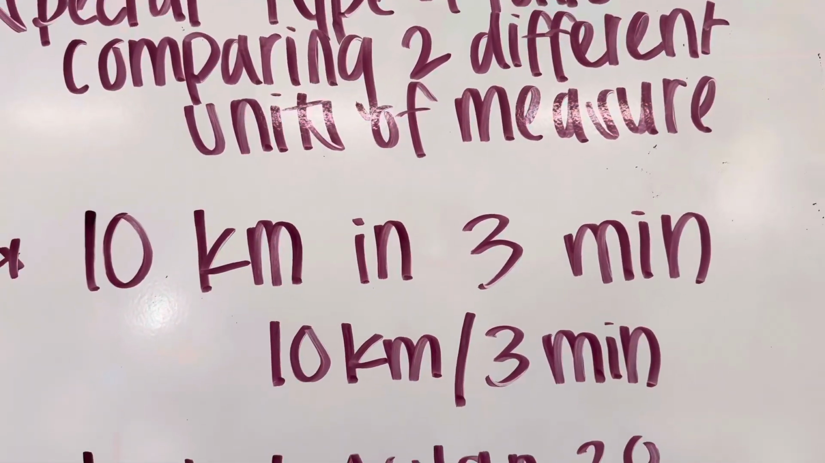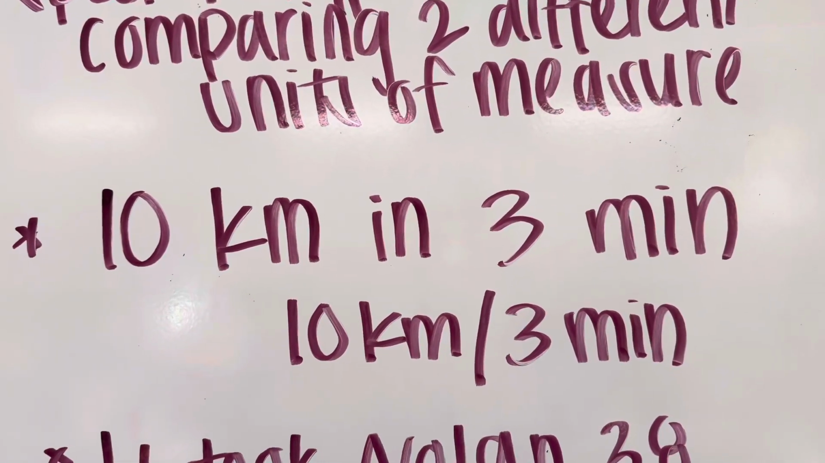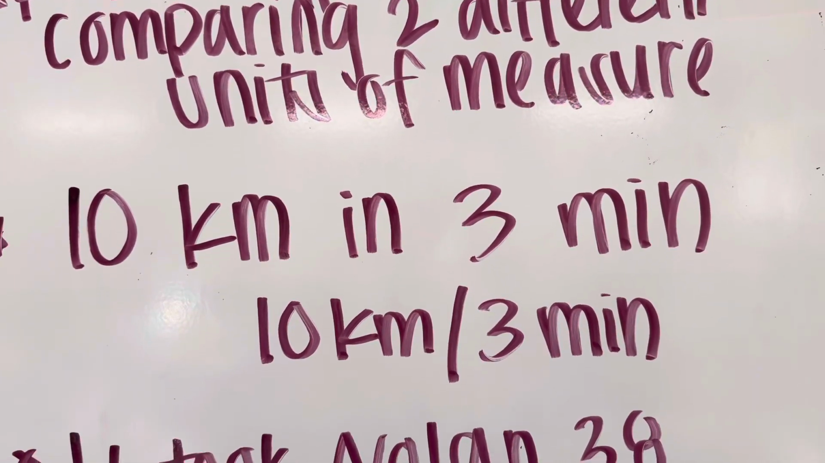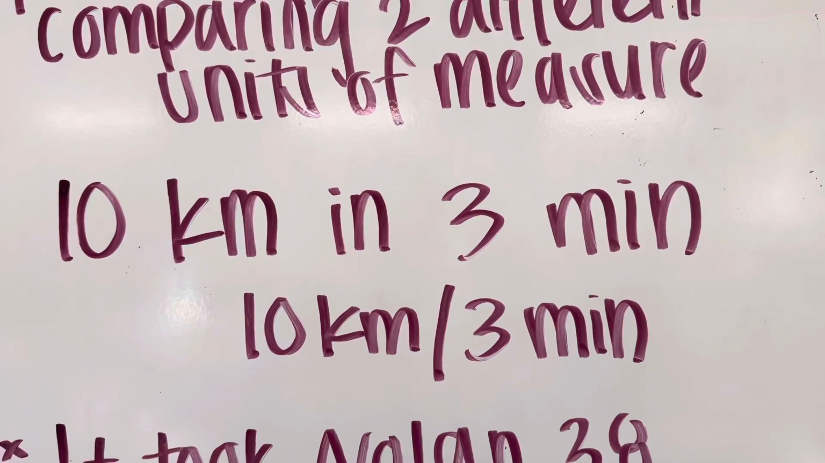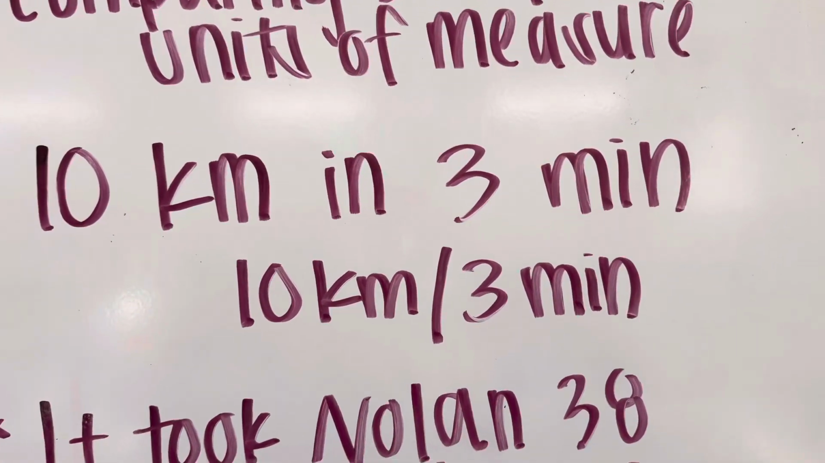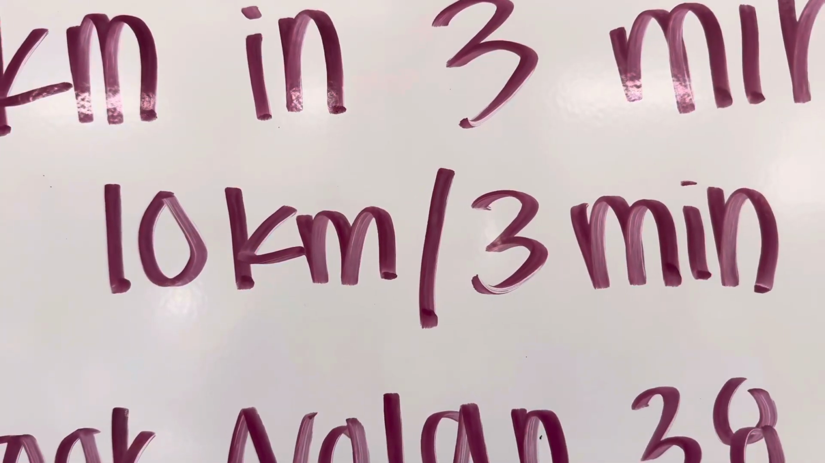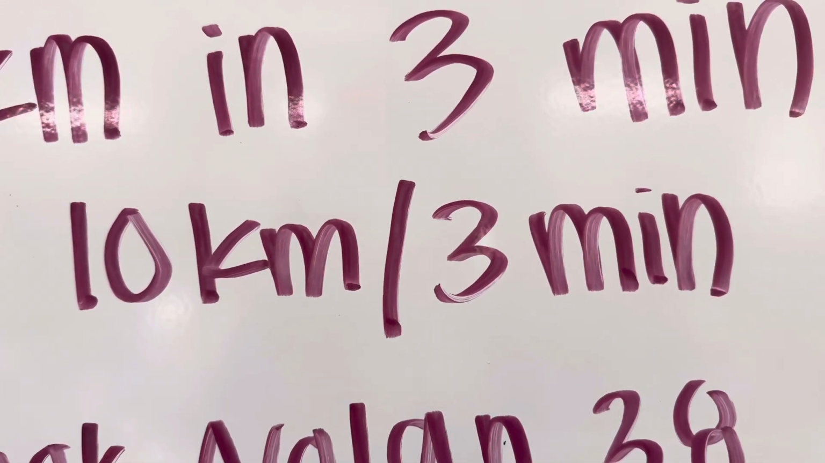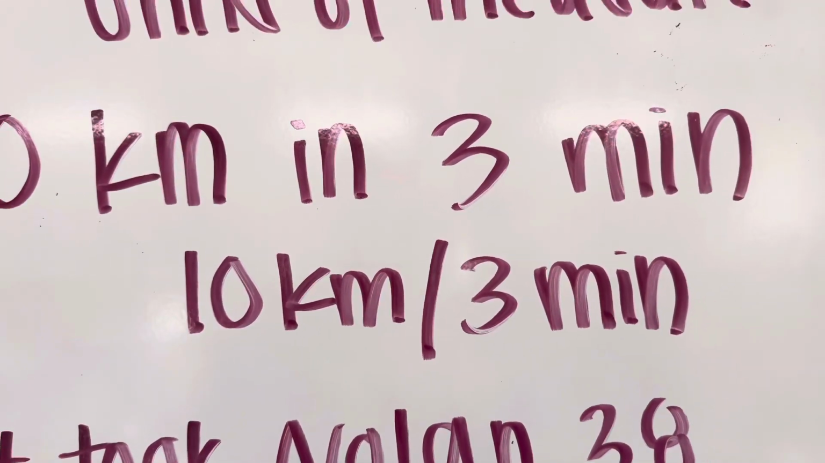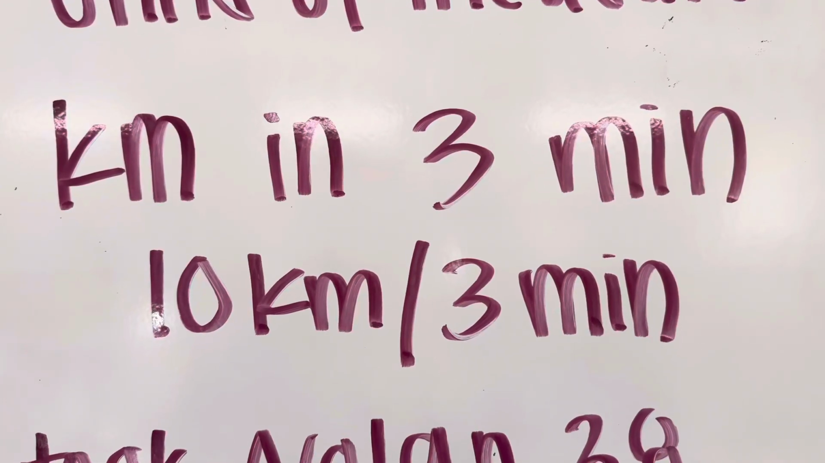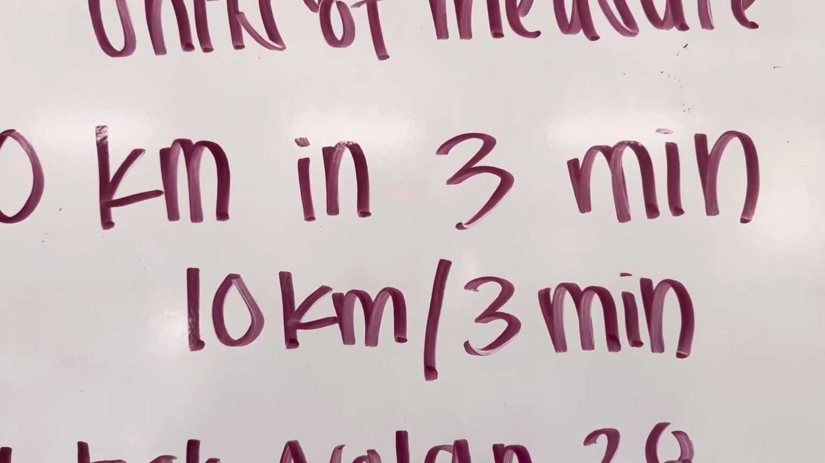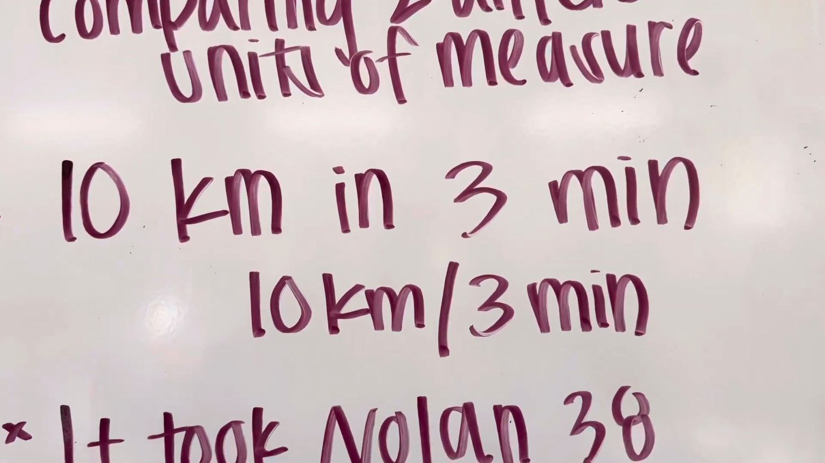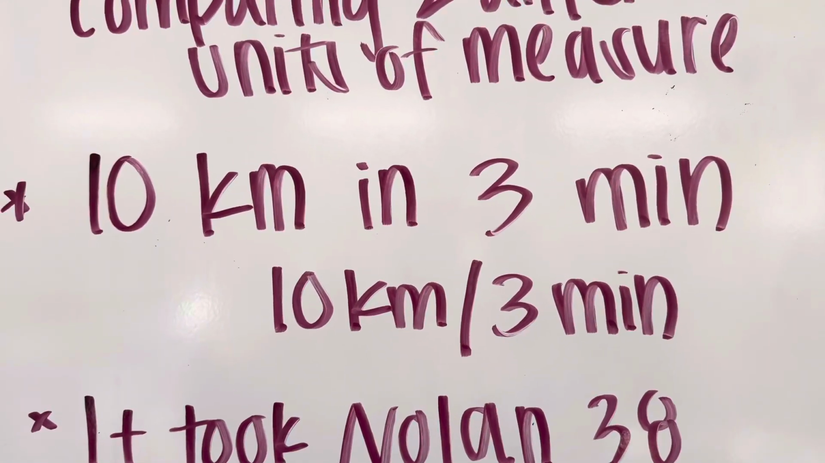Now, here's an example right here, okay? We could take a look at this 10 kilometers in 3 minutes, and our rate, if they ask you to write a rate, is simply writing it in this format, where it'd be 10 km / 3 min, 10 kilometers in or per 3 minutes, okay? So part of the assignment, they're gonna be asking you, write it as a rate. That's what you need to do.